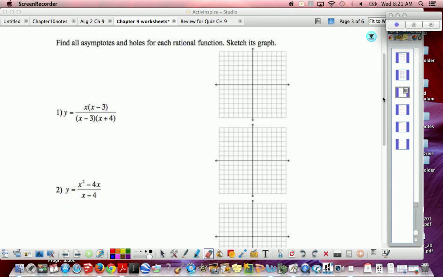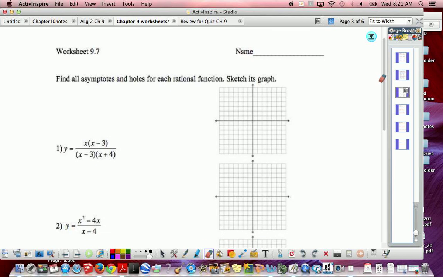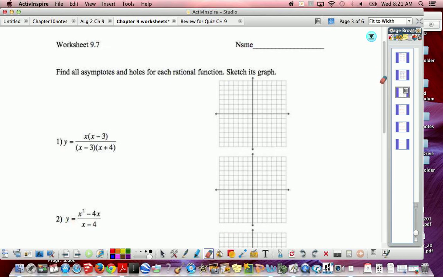Let's take a look at your 9.7 worksheet here, dealing with graphing rational functions. On all of our problems here today, as it says, we want to find all your asymptotes and all your holes for each rational function, and then finally you're asked to sketch the graph on these 5 problems.